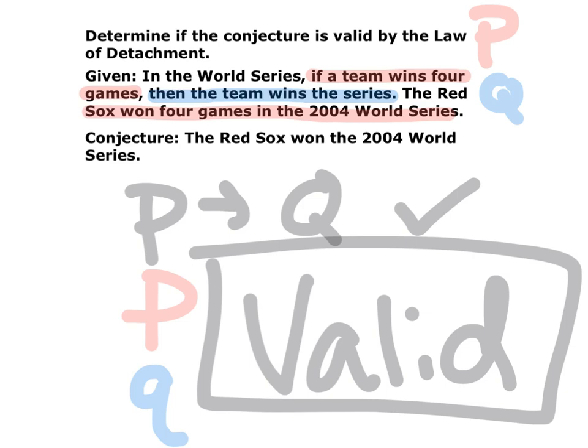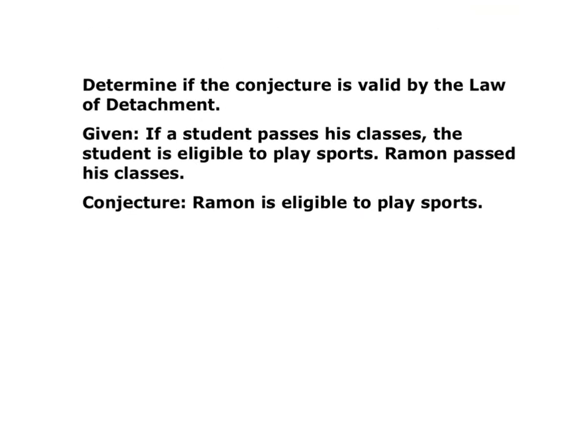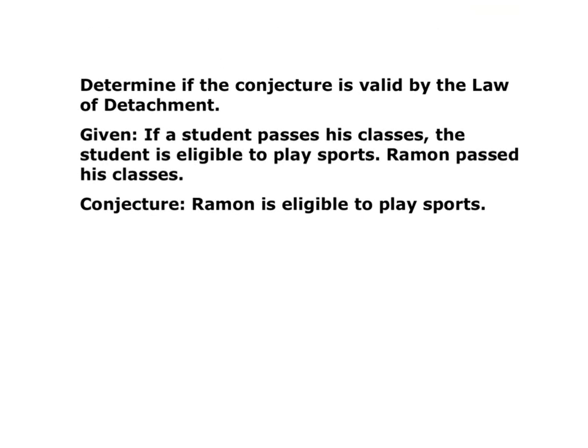Let's look at another example. Determine if the conjecture is valid by the law of detachment. If a student passes his classes, the student is eligible to play sports. Raymond passed his classes. So we're assuming that Raymond is eligible to play sports. What is our P? If a student passes his classes. What's our Q? The student is eligible to play sports. So this is P then Q.